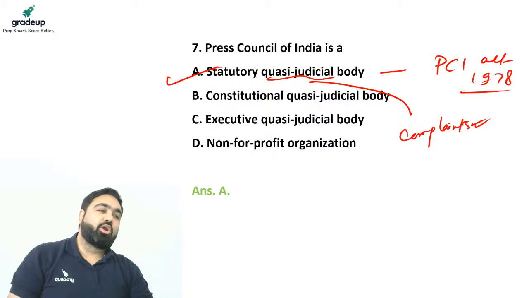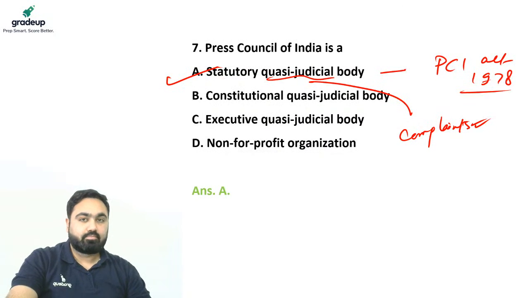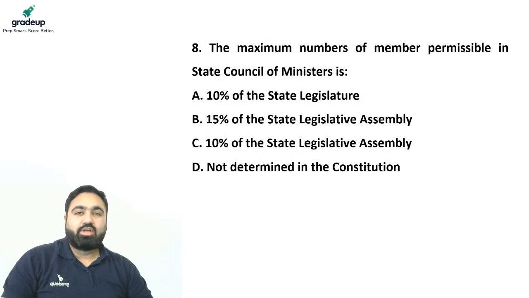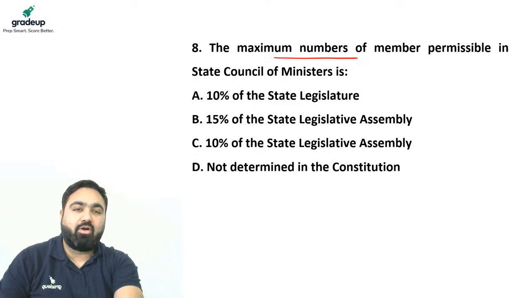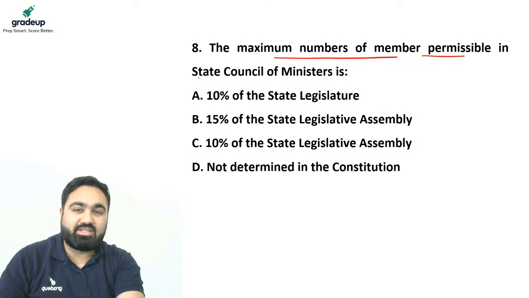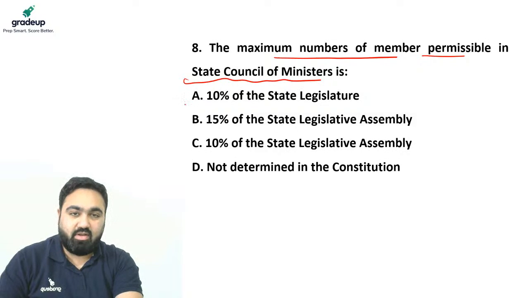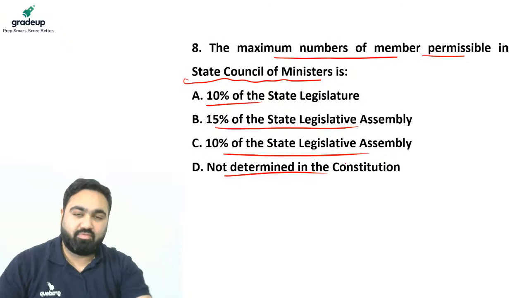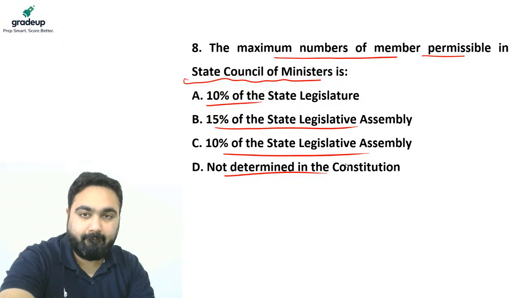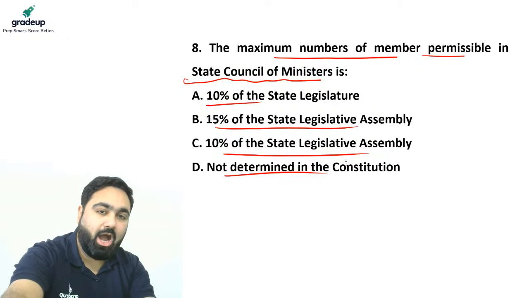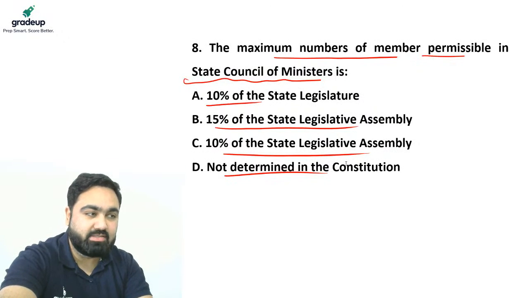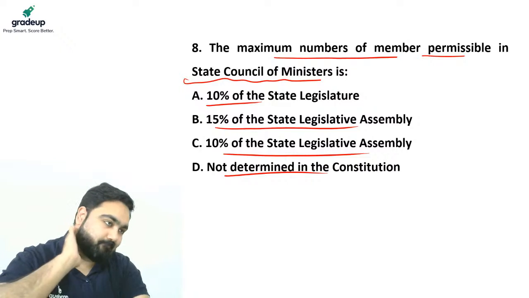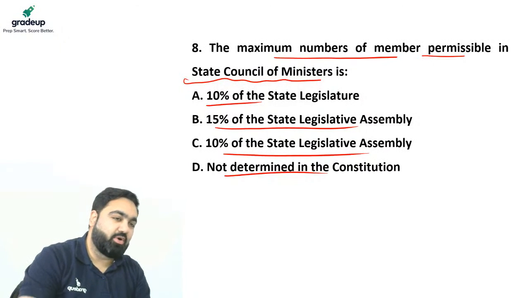Okay. Moving on to question number 8. The maximum number of members permissible in the State Council of Ministers is what? 15% of legislature, 15% of legislative assembly, 10% of legislative assembly, or none of these. How many members can there be at max? Not a difficult question to answer at all.